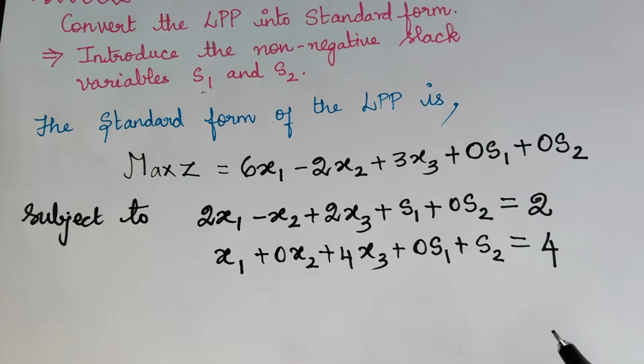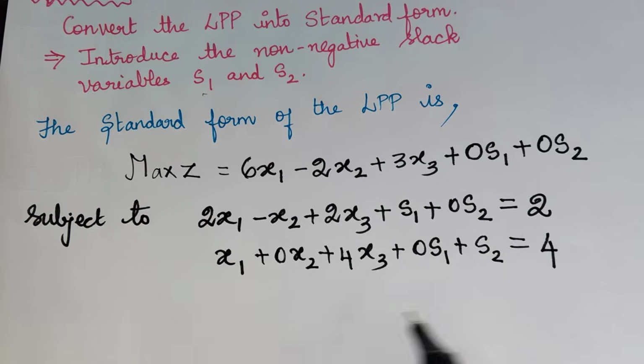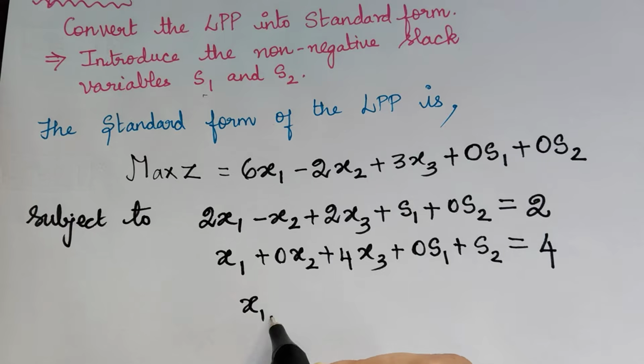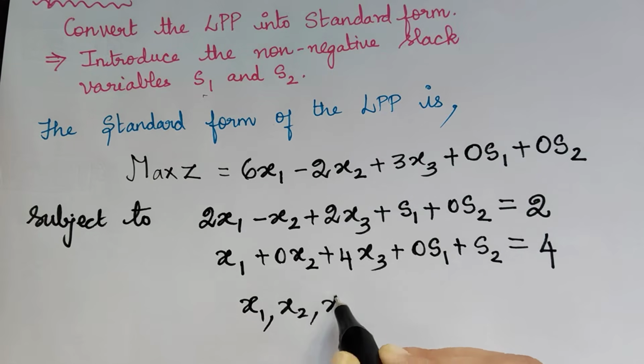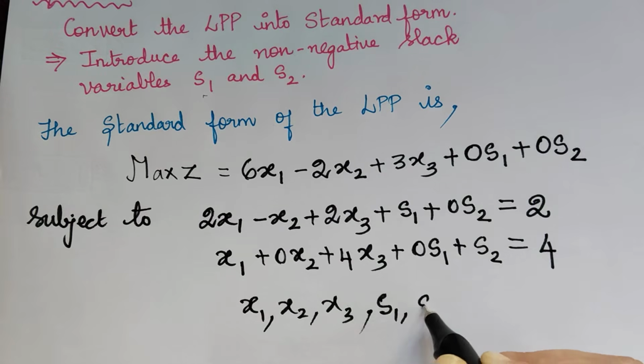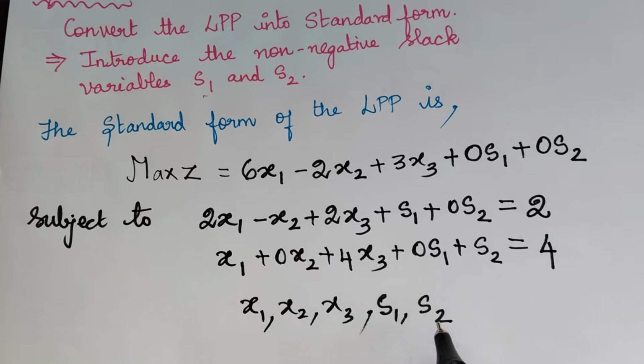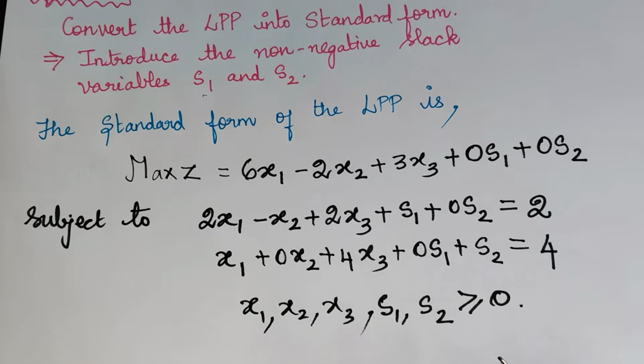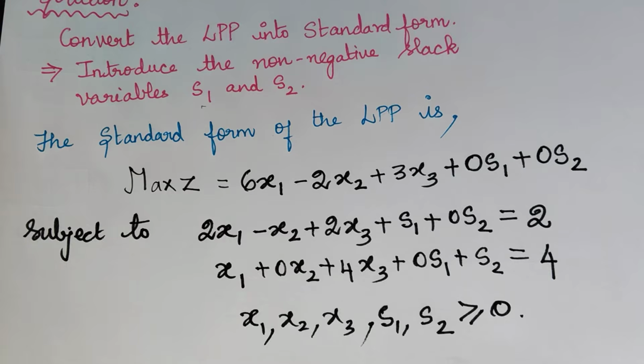After this, we have to write all the basic and non-basic variables: x1, x2, x3 are non-basic variables, and the slack variables which we have introduced, s1 and s2, are basic variables, and all are non-negative, that is greater than or equal to 0. Therefore, the first step we have completed. We have converted the given LPP into a standard form.